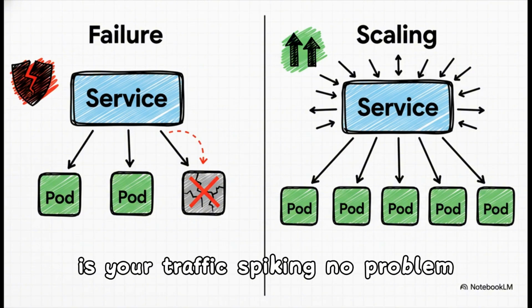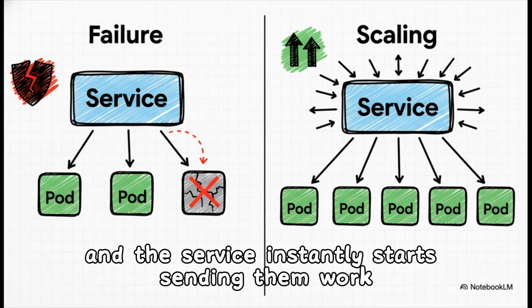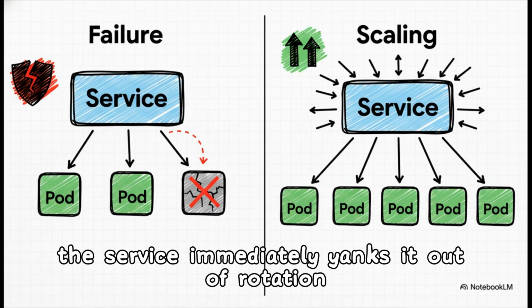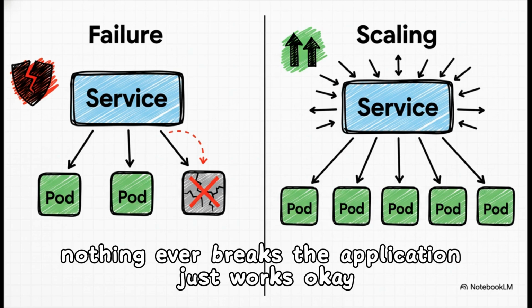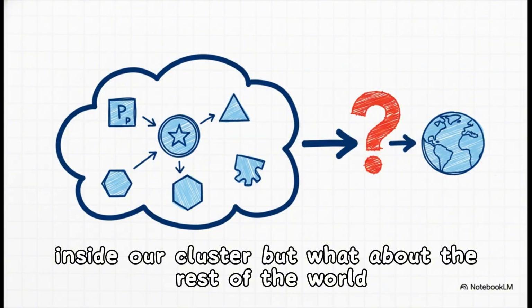This one simple idea is what makes Kubernetes so incredibly powerful. Is your traffic spiking? No problem. The system just adds more pods and the service instantly starts sending them work. What if a pod crashes? The service immediately yanks it out of rotation. From the outside looking in, nothing ever breaks. The application just works.